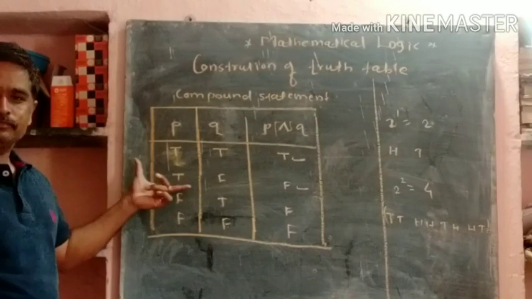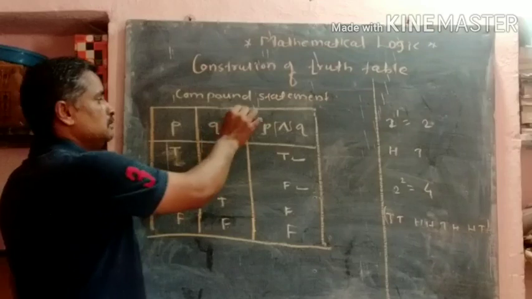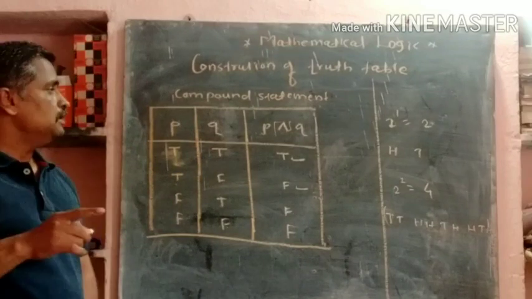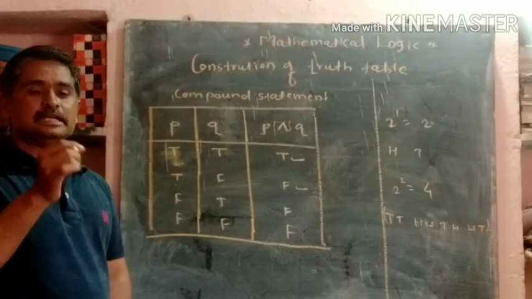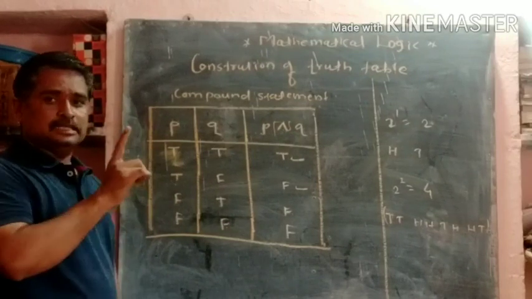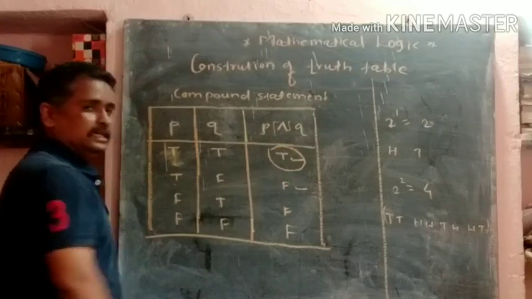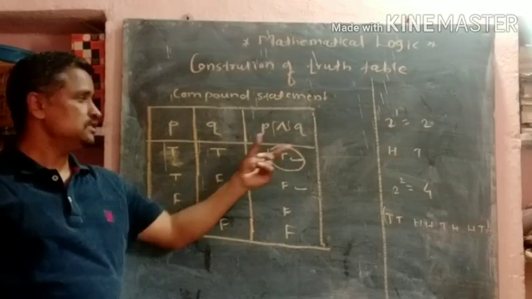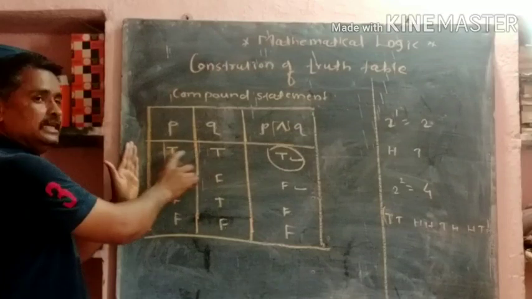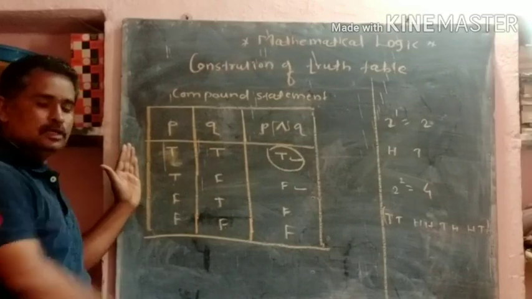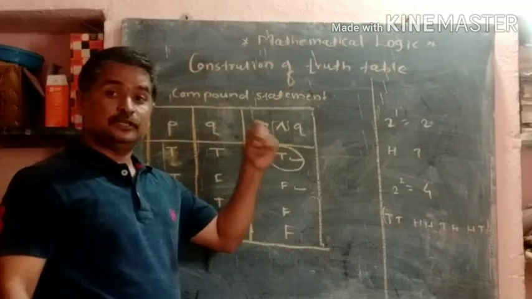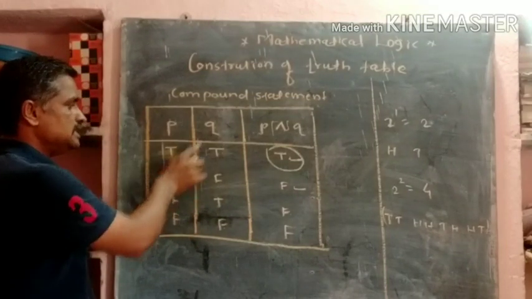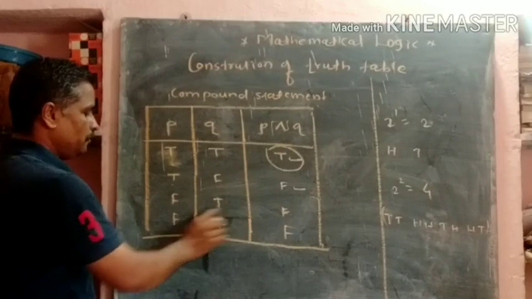In short, how do we remember this? Here is a trick to remember the truth table of P conjunction Q. In a conjunction there is only one T. P conjunction Q has value T only if both are T, that is, P is T and Q is T. Otherwise it is F: P is T, Q is F gives F, and the rest are F, F, F.